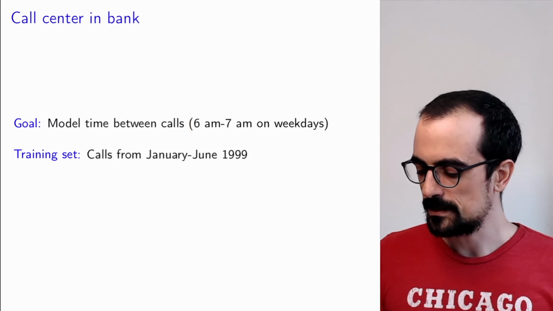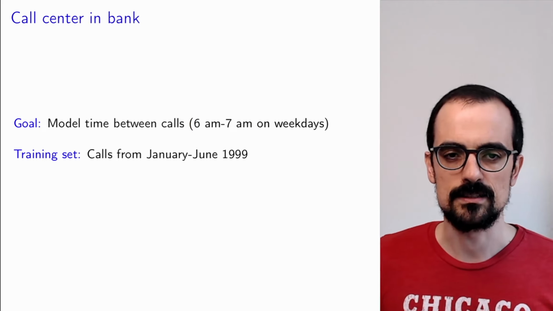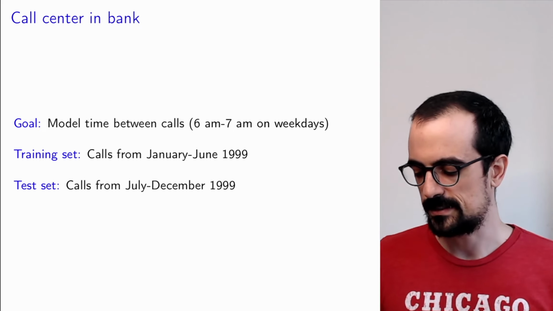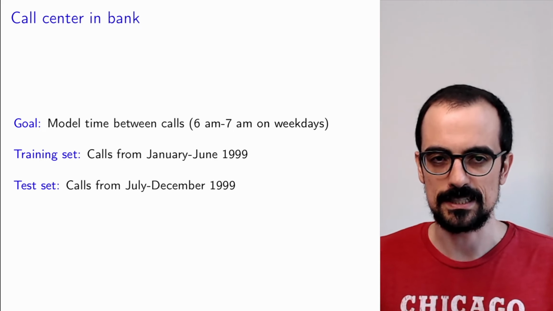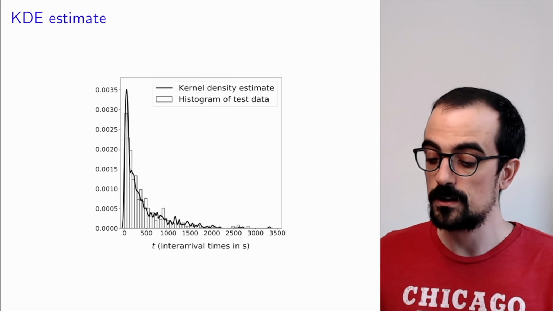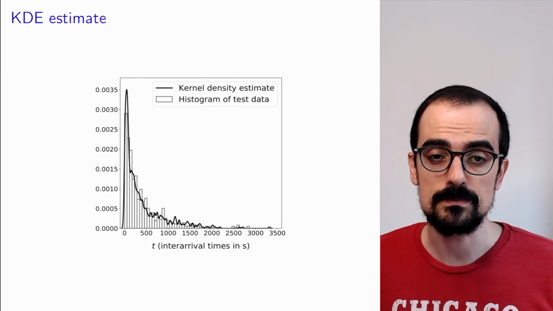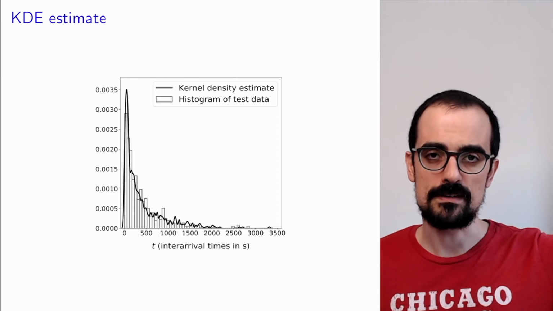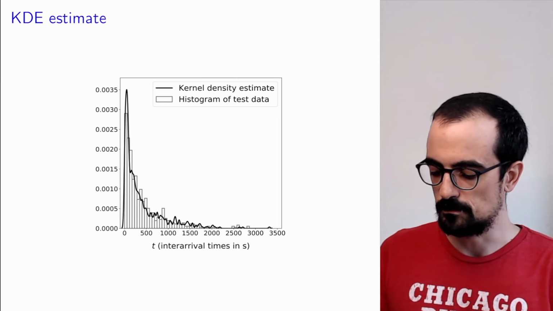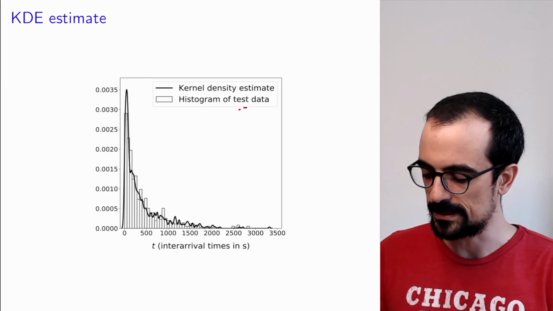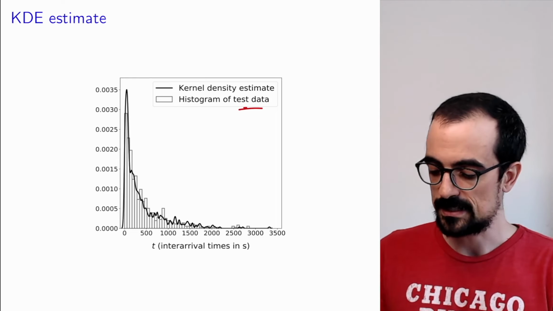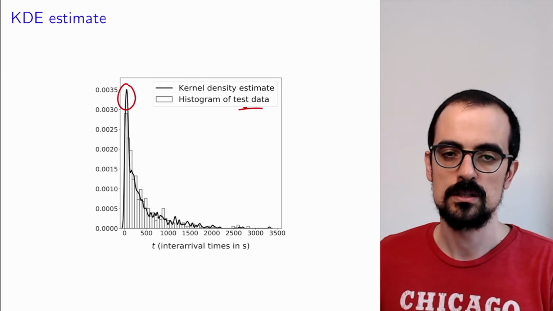Okay, so we're going to model that. We have a training set which has calls from January to June of 1999, and a test set from July to December of 1999. And now we're going to compare first a non-parametric density estimate based on kernel density estimation. We have a video that explains how we compute that. And what we see is that the correspondence between the test data and the training data is reasonably good, except for very short phone calls.